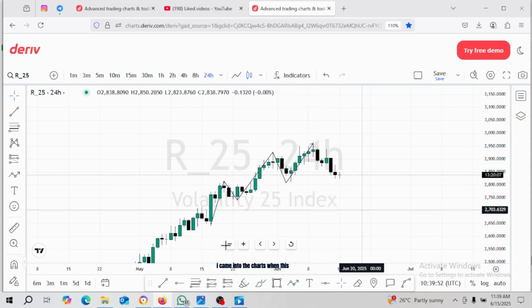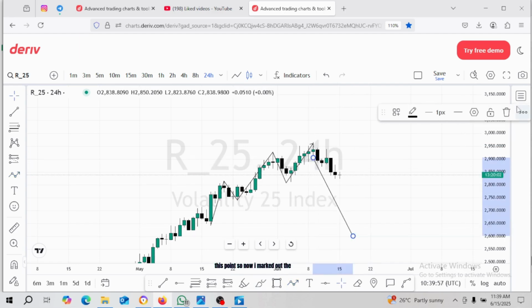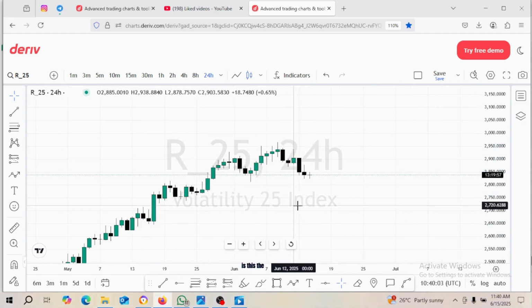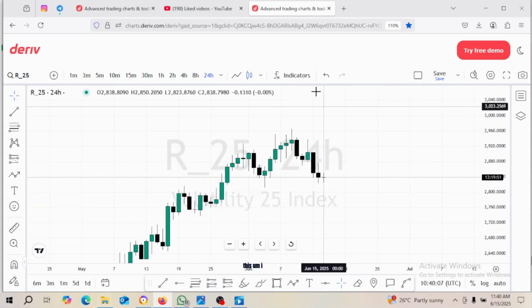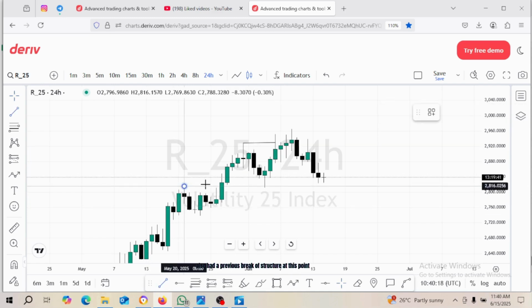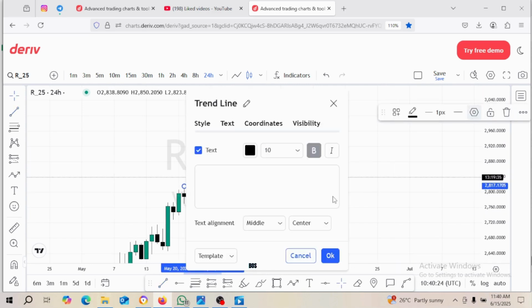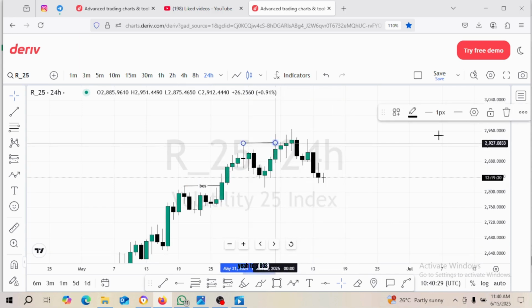So I came into the chart when this high was formed at this point. So now I marked out the daily structure, which is this, the immediate daily structure, guys. I had a break of structure at this point. I had a break of structure here, and I also had a previous break of structure at this point. Do you understand, guys? So this is a break of structure, BOS, right?